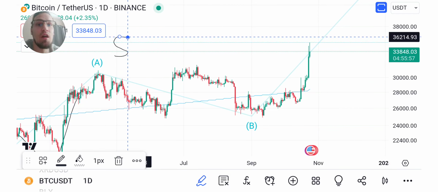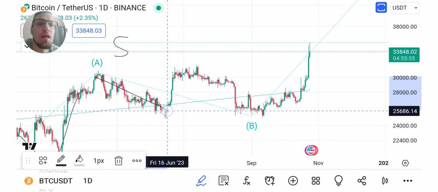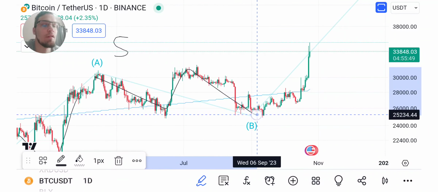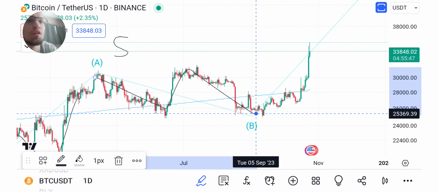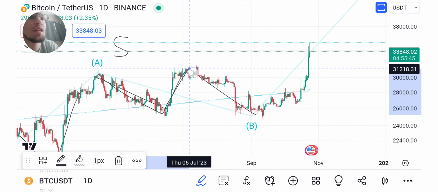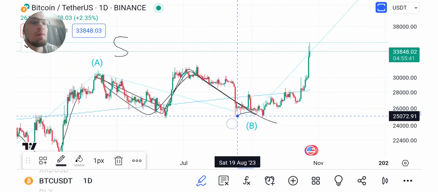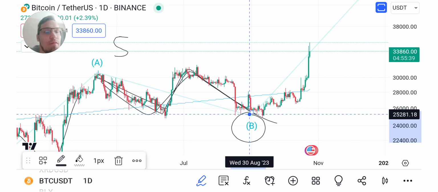After the 5th wave is done, we have a wave to the downside. That's wave 1. We have a wave to the upside. That's wave 2. And we have a wave to the downside. That's wave 3. So that's A, B, C. And that, my friends, completes the B wave. Okay, so now we have a 3-wave move. That's why I was getting extremely bullish.